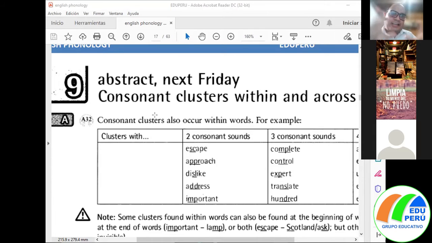And notice here the last part that we saw in the last session, we saw clusters within and across. Within means inside a word. And across means between words.